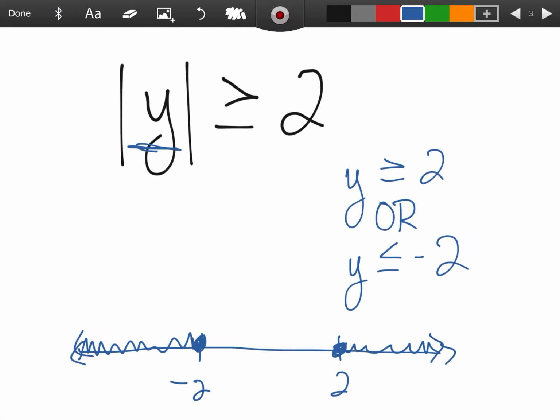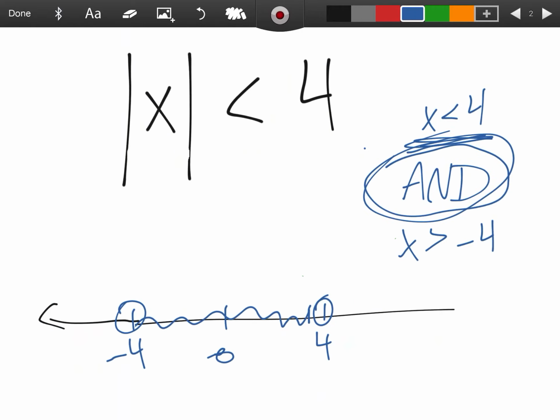You can't be less than or equal to negative 2 and greater than or equal to positive 2, so it has to be an or statement. Whenever we have a greater than sign, it's going to be an or statement. And on the number line, we will fall outside of the two values that we get. So here we fall outside of negative 2 and 2. Whereas when we had the less than sign, we fell between the two values.